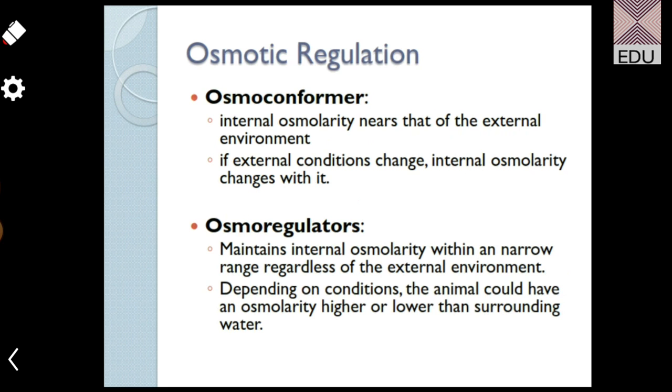If you go with the osmoregulator, it will maintain its internal osmolarity. This is the main feature of the regulator. Depending upon the condition, the animal could have an osmolarity higher or lower than the surrounding water. So it is very obvious that if an animal is living at 5 millimoles of a particular salt, and the outside concentration is 15, it will be okay at 5. There is no problem. So it is regulating a low level of salt inside its body. That pertains to a particular animal, and how it wants to live.